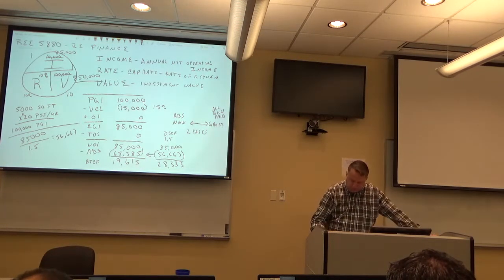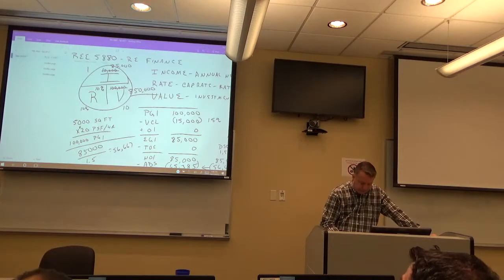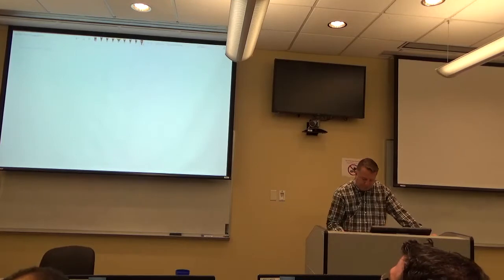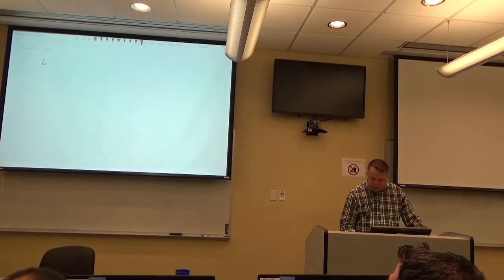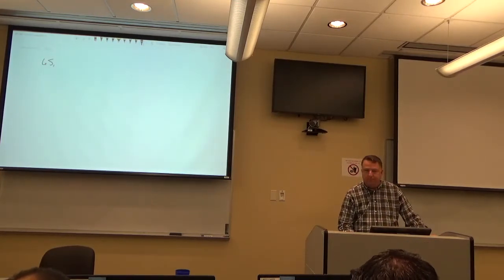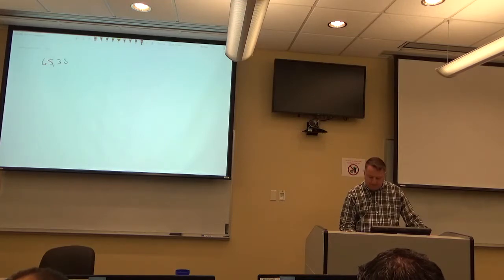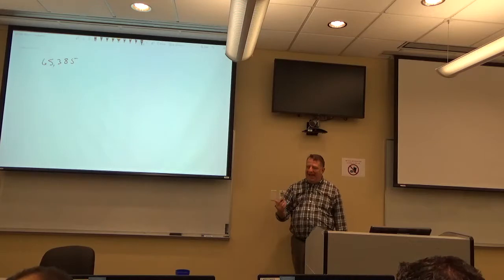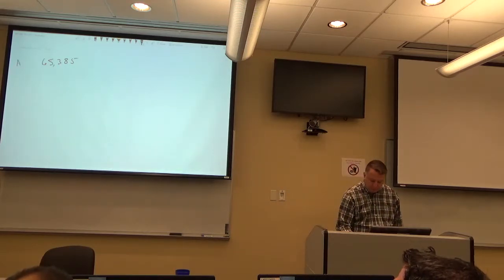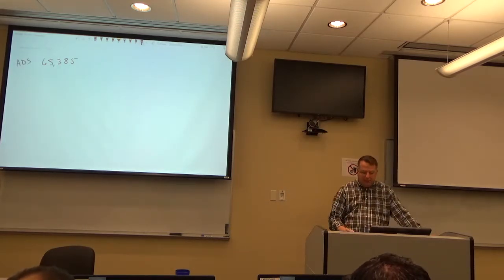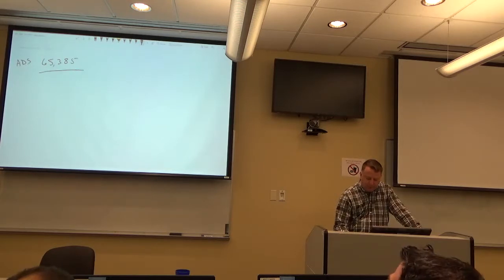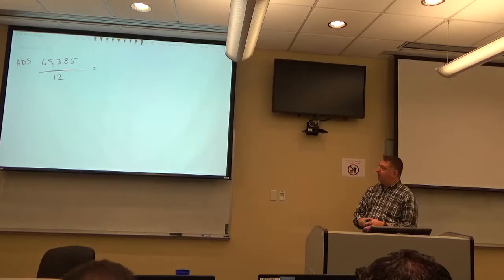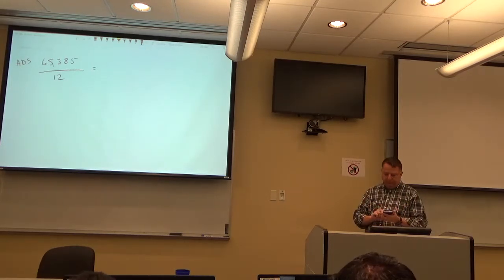So, let's take the 65,000. Let's get a new page here. All right. So let's take that number, 65,000, what was it? 385. Okay, let's just take that number for a second. That represents annual debt service. So let's convert that to monthly. Okay, so taking that, converting it to monthly, divide it by 12.